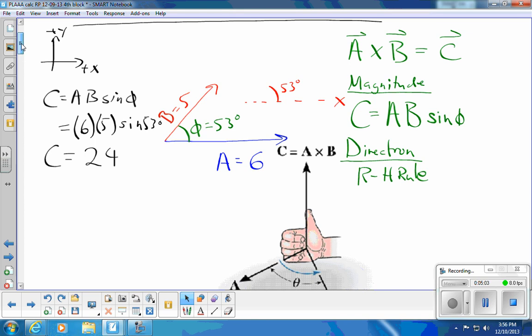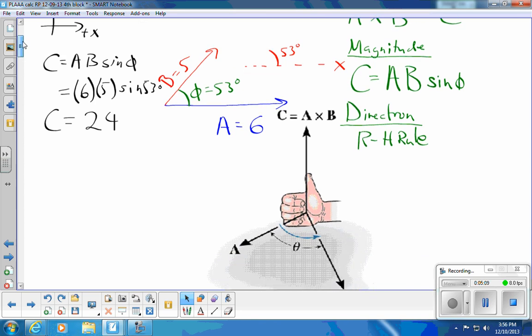and it's either into or out of the board. And it's good to recognize that we can, before we start playing right-hand rule, that we are limiting ourselves to those two possibilities. Is the vector cross product for these two vectors into the board or out of the board? This is where the right-hand rule comes in.